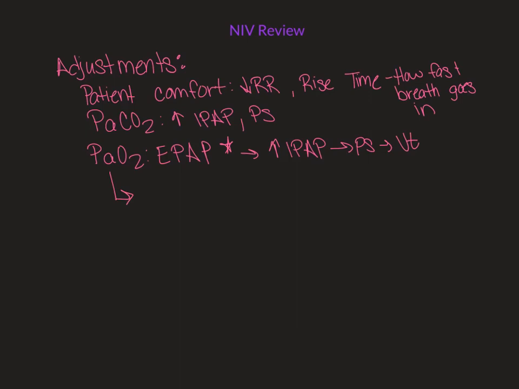If it's still an oxygenation issue, remember we can adjust the FiO2, but we want to use the 60-60 rule. So if a patient is already at 60% FiO2, then we're going to want to increase the EPAP as much as we can. We want to try and avoid those higher oxygen levels when possible.